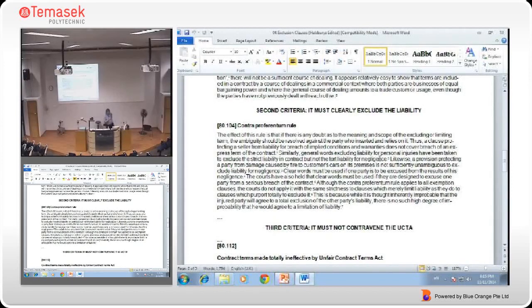Alright, so halfway, somewhere in the middle, clear words must be used if one party is to be excused from the results of his negligence. Okay? So this is actually to be very, very fair. Because justice determines that if you want to be excused from your own negligence or default after causing somebody damage, then your clause will better be 100% clear. It's pure and simple as that. If your clause is not clear in any small way, the court will hold it against you.